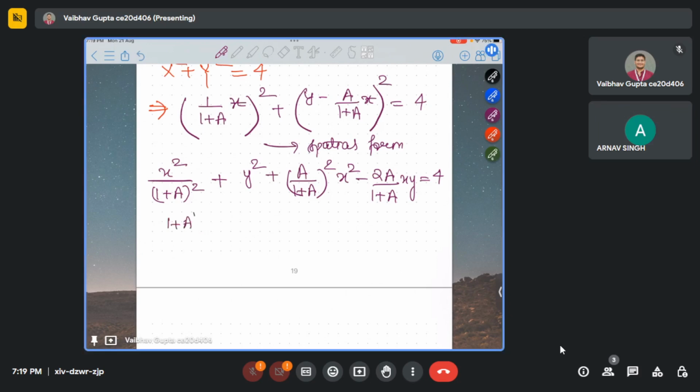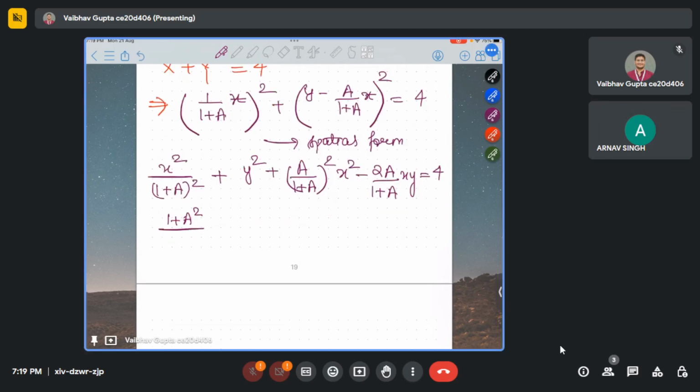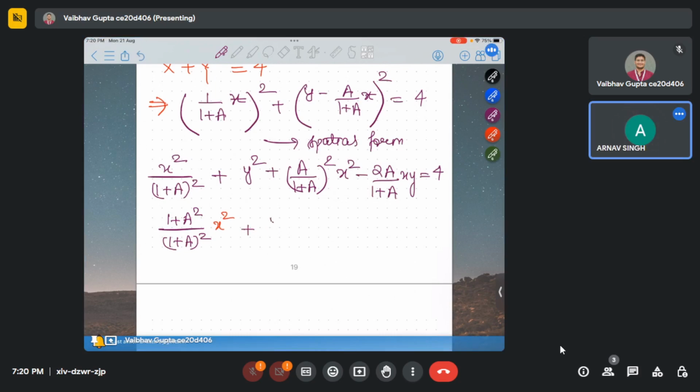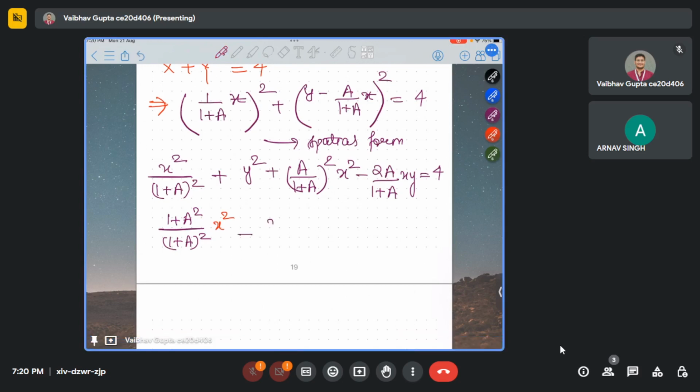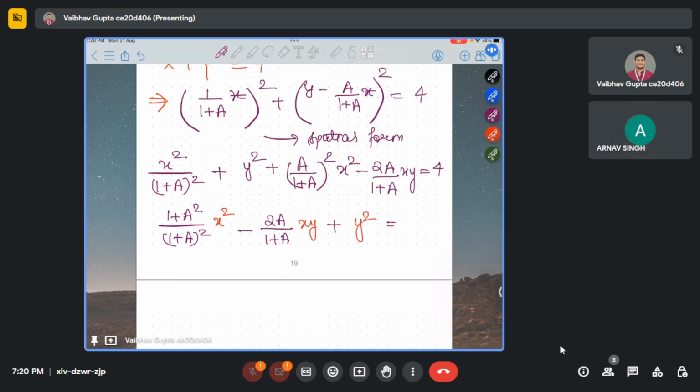It will become 1 plus a square upon 1 plus a whole square. I will write in that variable. Plus y square. I will write like this: minus 2a upon 1 plus a xy plus y square is equal to 4. Now tell me what is the shape of this form.